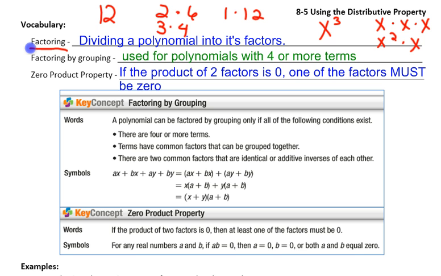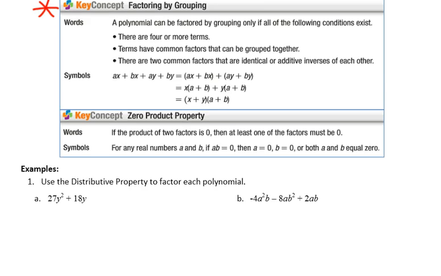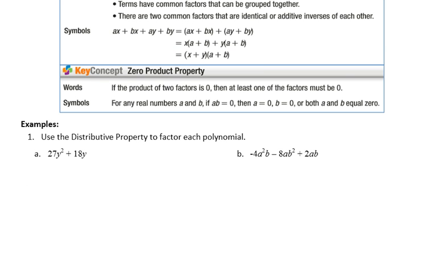We're also going to work on something called factoring by grouping, which is used for polynomials with 4 or more terms, and there's more information about that right here. And again, we'll go over how to do that. We're eventually going to be solving equations that involve factoring, and in order to do that, we have to know what the zero product property says, which is that if the product of two factors is 0, one of the factors must be 0. All right, so today what we're going to work on is factoring by grouping and factoring by finding the greatest common factor, which is a skill you did way back when in 6th grade, okay?